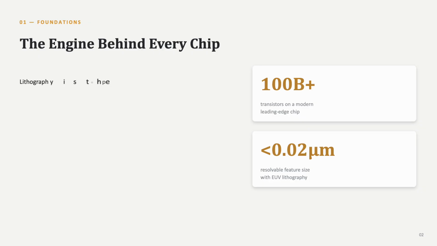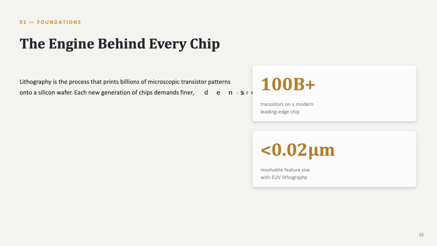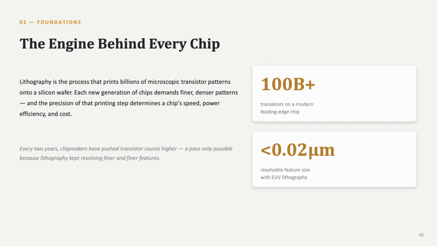Lithography is one of the most critical steps of manufacturing. It is the process that prints billions of microscopic transistor patterns onto silicon wafer. Each generation of chips demands finer and denser patterns, and the precision of that printing step determines a chip's speed, power efficiency, and cost. Following Moore's law, every 2 years chip makers have pushed transistor counts higher and higher, a pace only possible because lithography kept resolving finer and finer features.